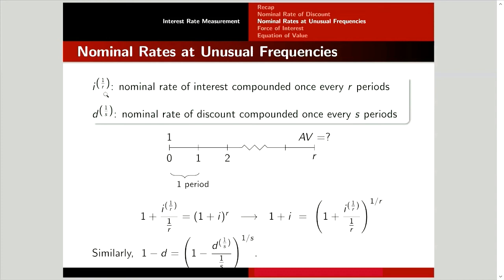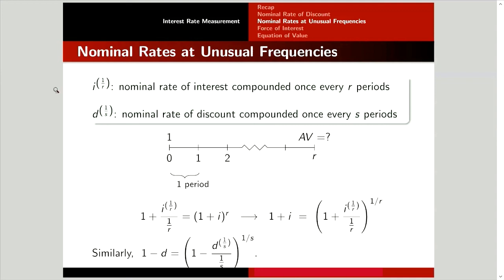So, para mas ma-imagine ninyo, di ba yung nauna nating nominal rate of interest, for example, in 1 year, kapag I upper 2, ibig sabihin nun, nagko-convert ang interest every 6 months. Kasi ang ibig sabihin ng I upper 2, twice a year. Ngayon, kapag ginawa ko namang I upper 1/2, ibig sabihin naman nun, magko-convert yung interest every 2 years. Okay? So, unusual yun kasi more than a year yung compounding. Okay? So, similar lang din naman ang explanation for the nominal rate of discount at unusual frequencies.